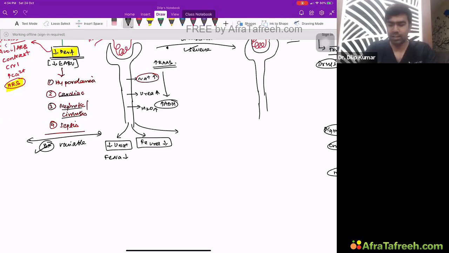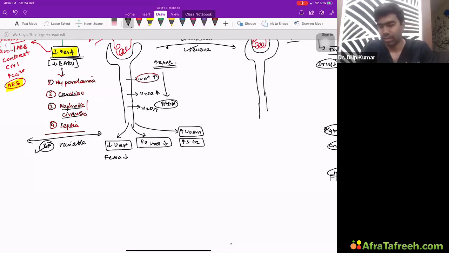And the third thing is that water absorption is increased, so the water excretion will be low. So there will be increased concentration of the urine. The patient will be passing highly concentrated urine. The urine osmolality will be high. At the same time, the specific gravity of the urine also will be a little high, usually more than 1.030. So these are the typical constituents of a pre-renal failure.